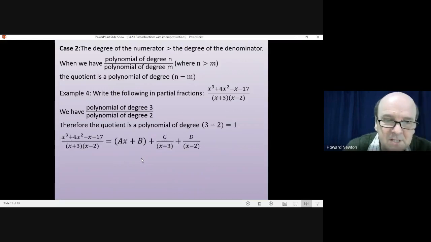Okay, we'll have a look at example 4. So what that means is, if I want to write this in partial fractions, you'll notice the quotient now is not just a constant. It's a polynomial of degree 1. In this case, that's a linear polynomial. And then the rest is the same as before. I get c over x plus 3 and d over x minus 2. And the method is exactly the same as before. So I need to make all of this into one fraction by adding all of these together in the normal way, then using a mixture of the substitution method and the equating coefficients method.